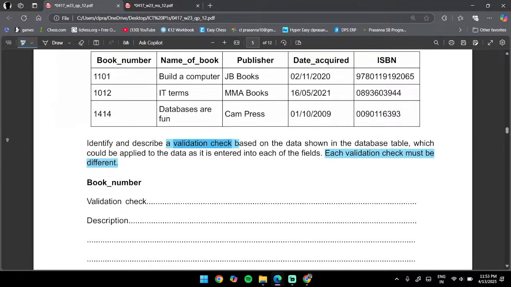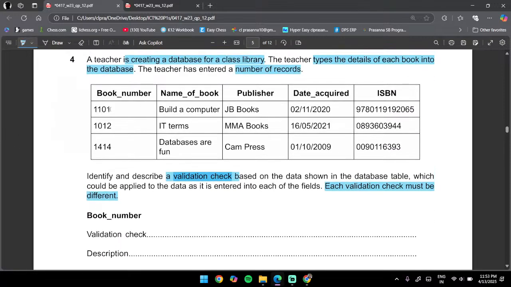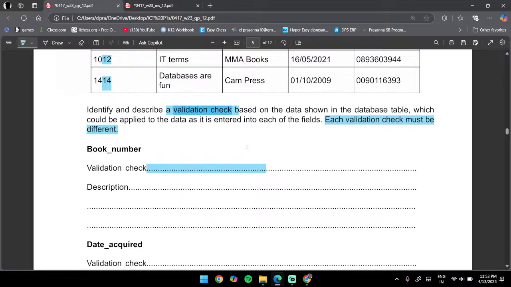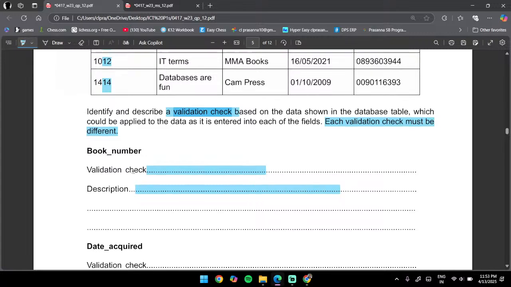So book number, looking at it, I can see that the book number is always going to be different, which means it's the primary key. So I can easily come here and say that the validation check should be a presence check, because it's a primary key, it cannot be a null value. It should be a valid value present.